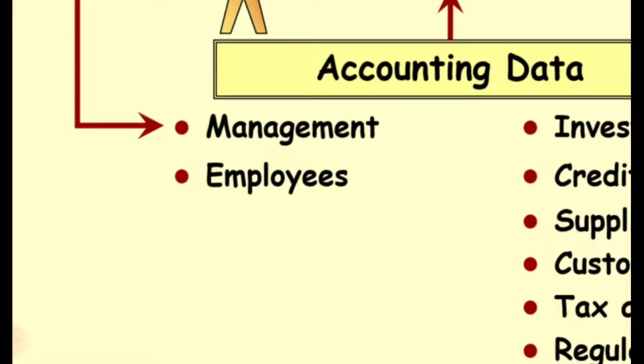Employees are also internal users of accounting information because they are also internal to the organization, and they need to know whether the business is performing good, in which case they will of course be given annual pay raises, and if the business is performing bad, then they might be laid off, they might be fired from the company. So of course employees also need accounting information to make decisions.